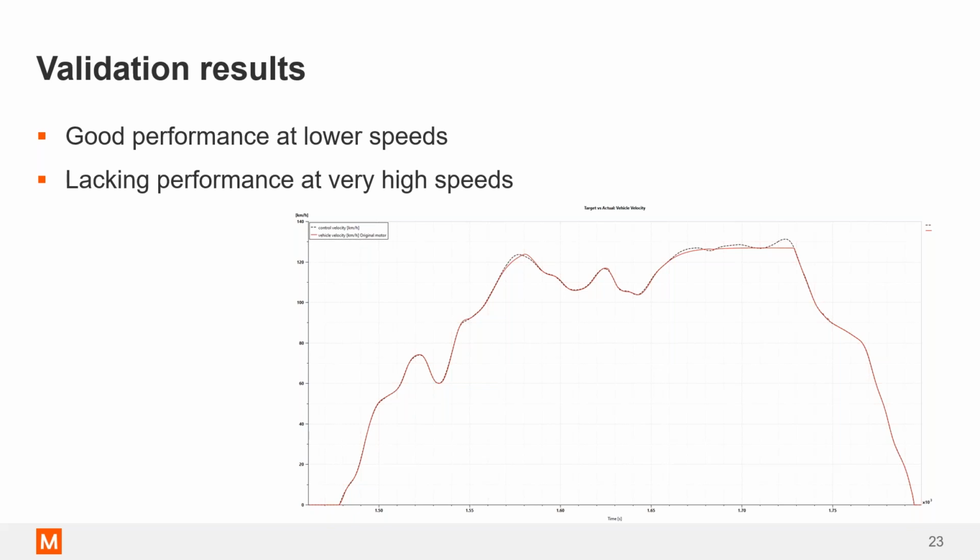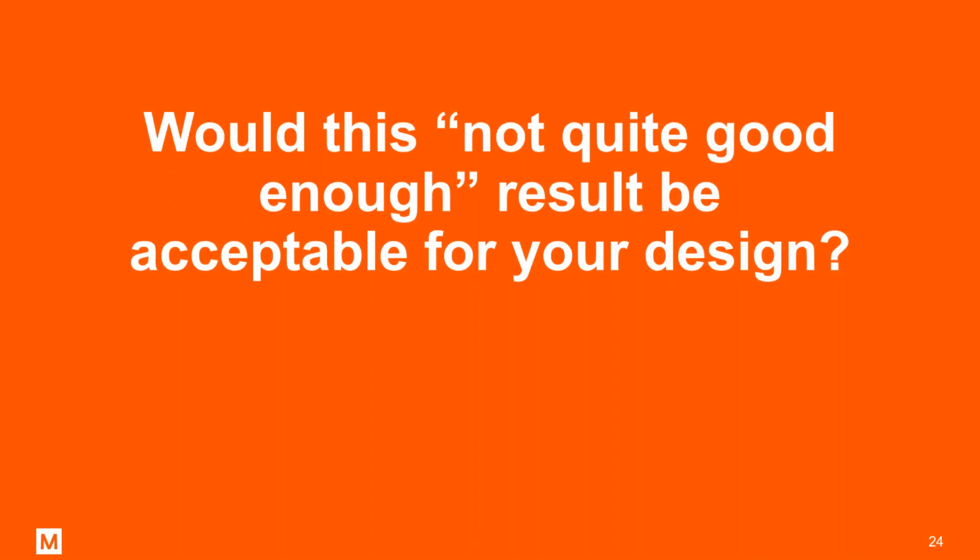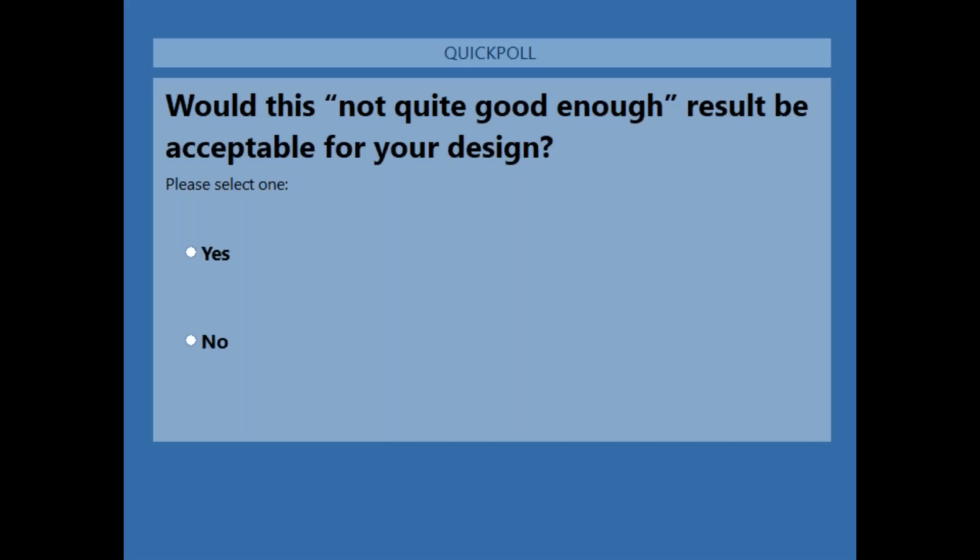So we faced a conundrum. We had a design, we could meet the on paper requirements, and we're pretty darn close here. This is very high speeds. We'd say very rarely used, just overtaking on the highway. Could it be good enough? And what do you guys think? Would this not quite good enough result be acceptable for you? If you had to put out this design, would you put it out there, or would you go back to the drawing board?